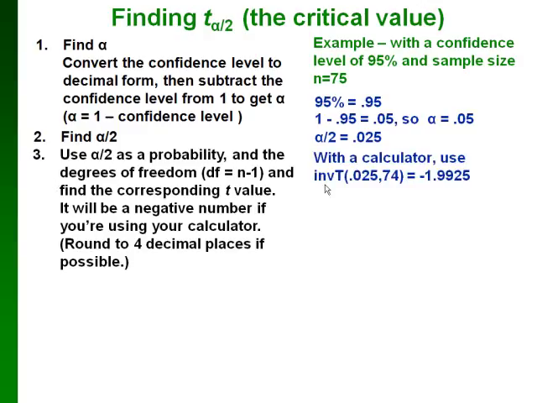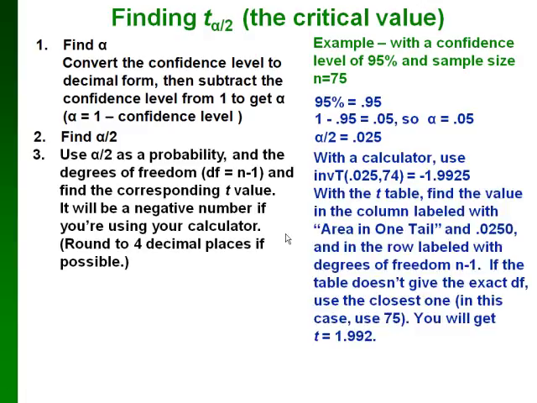Now there's a function on your TI 83 or 84 calculator that will give you the t value if you put in the probability and the degrees of freedom. So that's inverse t, and all you have to do is put in your alpha over 2 of 0.025 and your degrees of freedom. You should get a value of negative 1.9925.